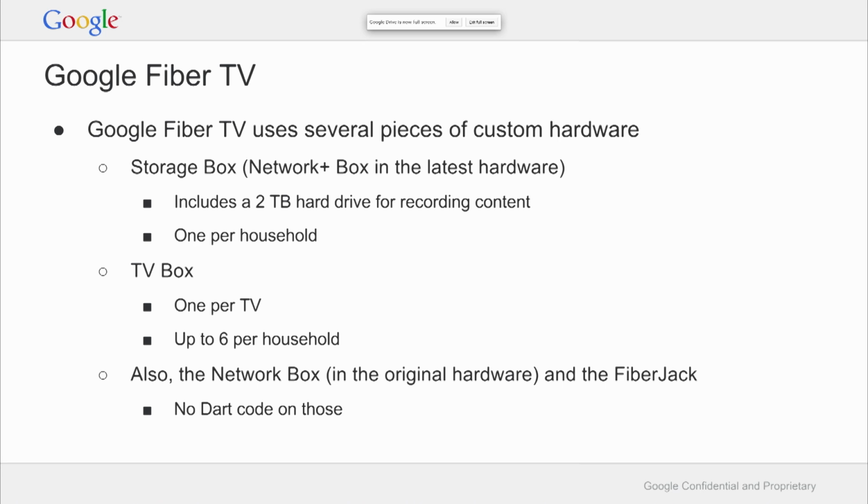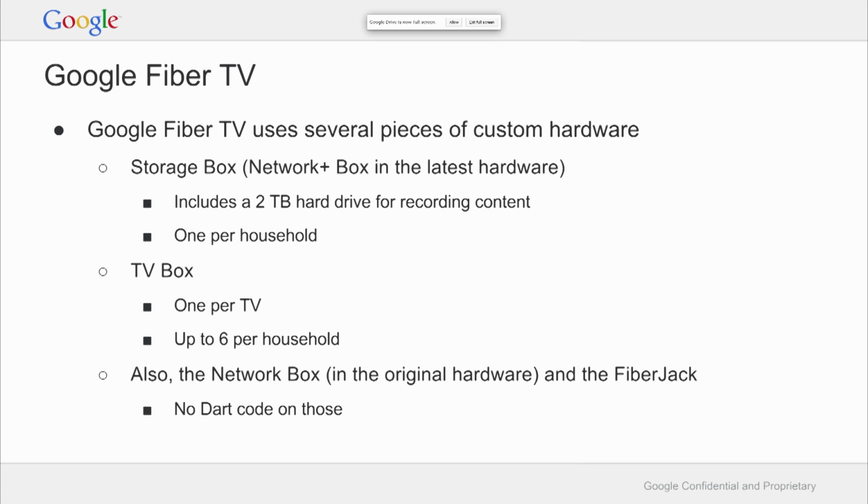At Fiber, we use several pieces of custom hardware for the TV service. So the storage box, which has a 2 terabyte hard drive in it. In recent versions of the software, it combines with the network box. We call it the Network Plus box. There's one of these per household, so all your video goes onto one box, and then you can have several TV boxes. So 1 TV box per TV, up to 6 per household. That's a recent expansion from 4. A lot of people in Kansas City are happy about that because they have big houses there.